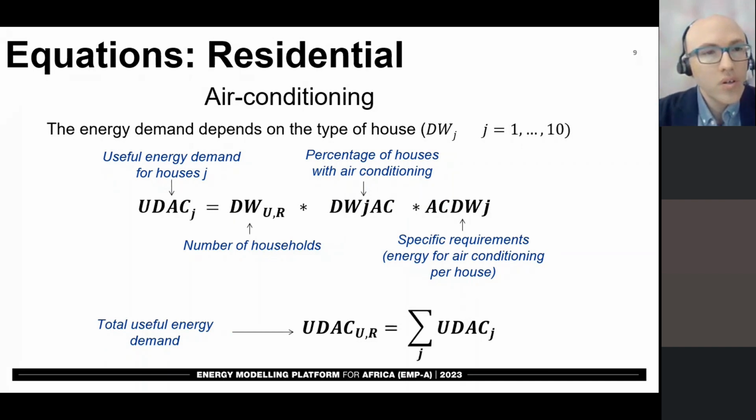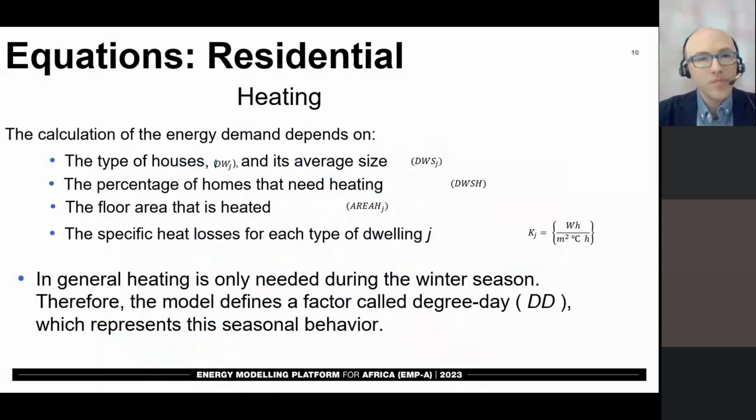For heating, we'll need several parameters. For the different types of households, we will need the average size, the percentage of homes that need heating, the floor area that is heated, and the specific heat losses of each type of dwelling, which is a parameter that indicates the energy performance or the insulation of the dwelling. How is the insulation of the dwelling?